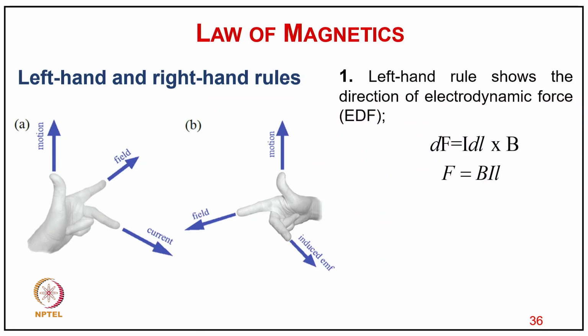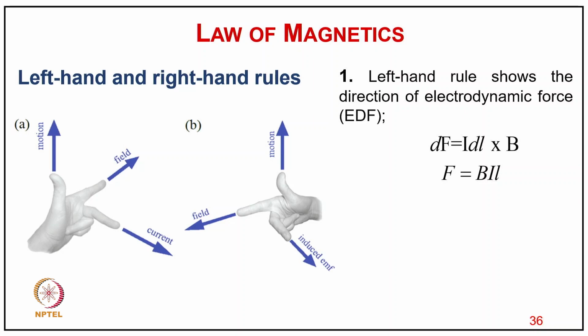Now we have, of course, the left hand and right hand rules. In the left hand rule, when you apply a field and you have a current, the field and current give you a torque, or a force, which gives the motion, normally used for the motor. And the other is that if you have a motion and you apply the field, then you get the induced EMF, which we normally use in the generator.